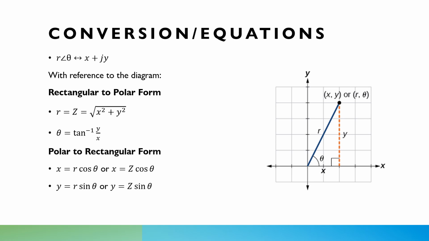So using the rules of Pythagoras, to convert from rectangular to polar, you have the equations r equals root of x squared plus y squared, theta equals inverse tan of y on x, and polar to rectangular, you have x equals r cos theta and y equals r sin theta.